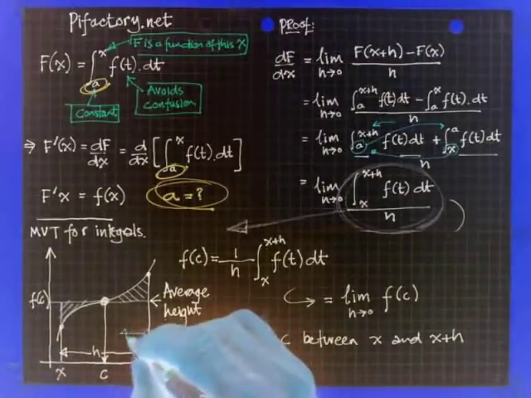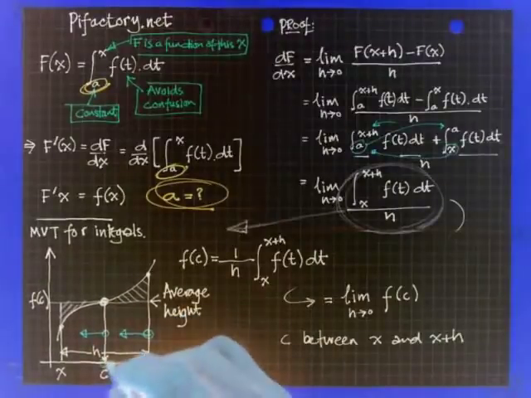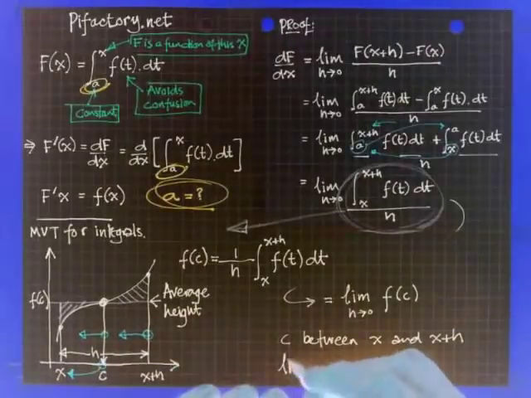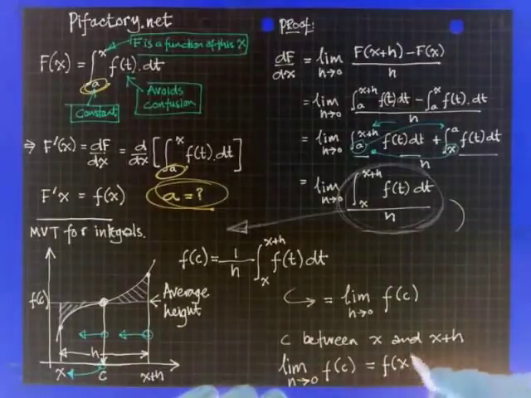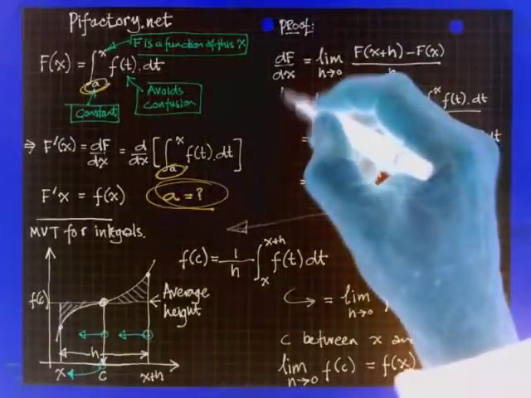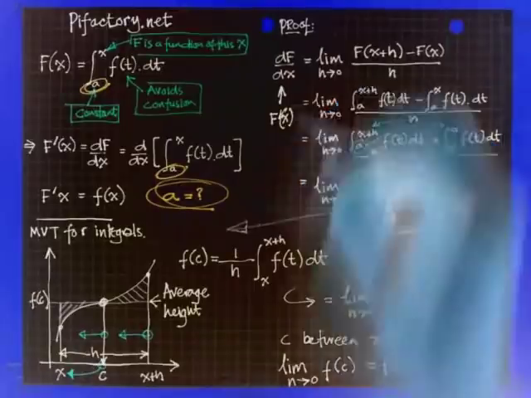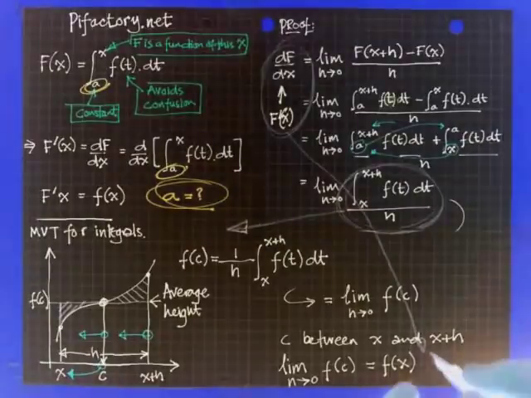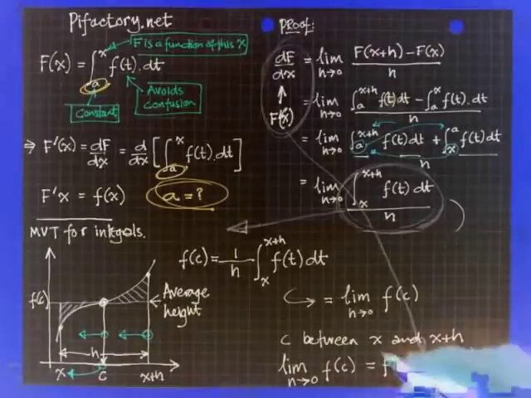Now, if h starts to approach 0, all these lines start to move to the left. Sort of x plus h approaches x, but that c approaches x. And as h approaches 0, the limit of f of c as h approaches 0 actually is f of x. Well, going back up to the top there, dF of x, the derivative of the antiderivative, big F of x, is simply going to be f of x.